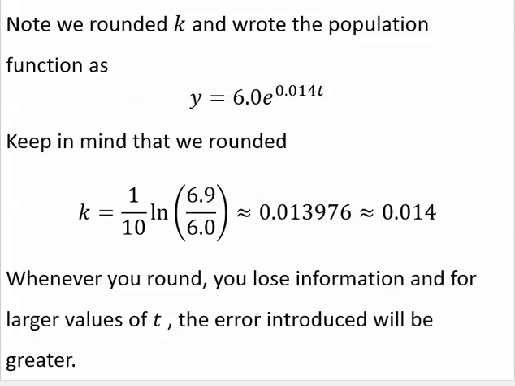Note that we rounded k and wrote the population function as 6 times e to the 0.014 times t. And when you do this, you have to keep in mind that you've rounded. And when you round, you always lose information.